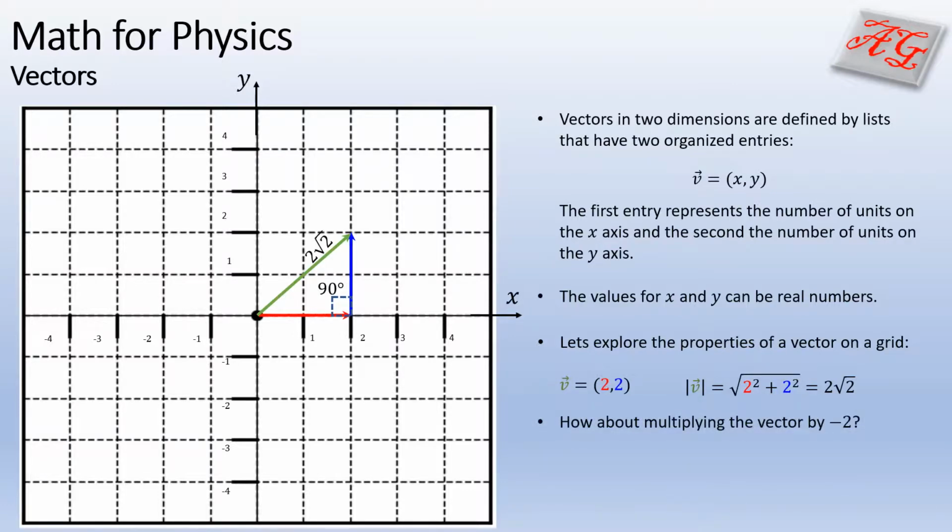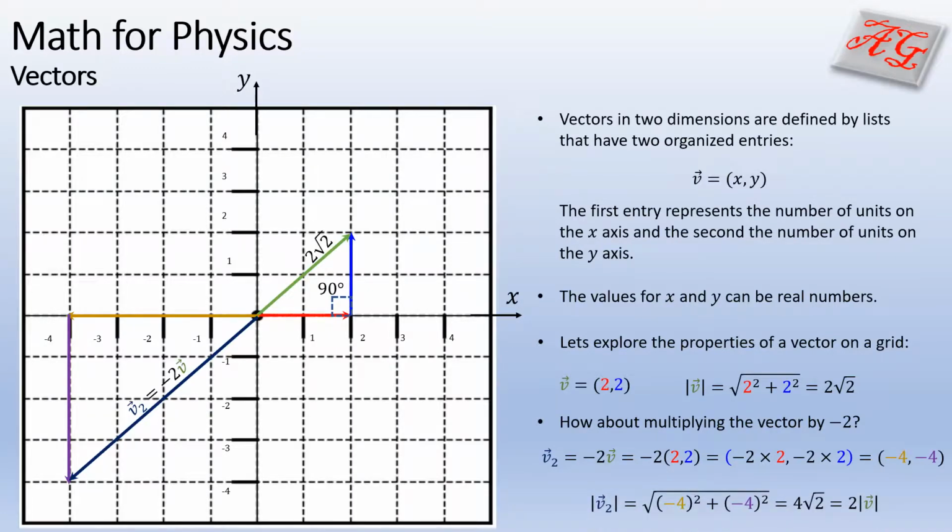But now we want to multiply the vector by, say, -2. The procedure to multiply the vector by -2 is extremely simple. That is, you multiply each entry by -2. That yields a component of -4 in the horizontal direction and a component of -4 in the vertical direction. And when you draw a diagonal arrow, you get the graphical representation of the resulting vector.